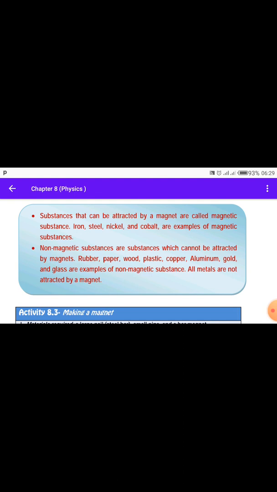Non-magnetic substances are substances which cannot be attracted by magnet. Okay, what do we call non-magnetic substances or non-magnetic material? They are those that cannot be attracted by a magnet. That means rubber, paper, wood, plastic, copper, aluminum, gold and glasses are examples of what? Non-magnetic substances. All metals are not attracted by magnet. So what does metal mean?